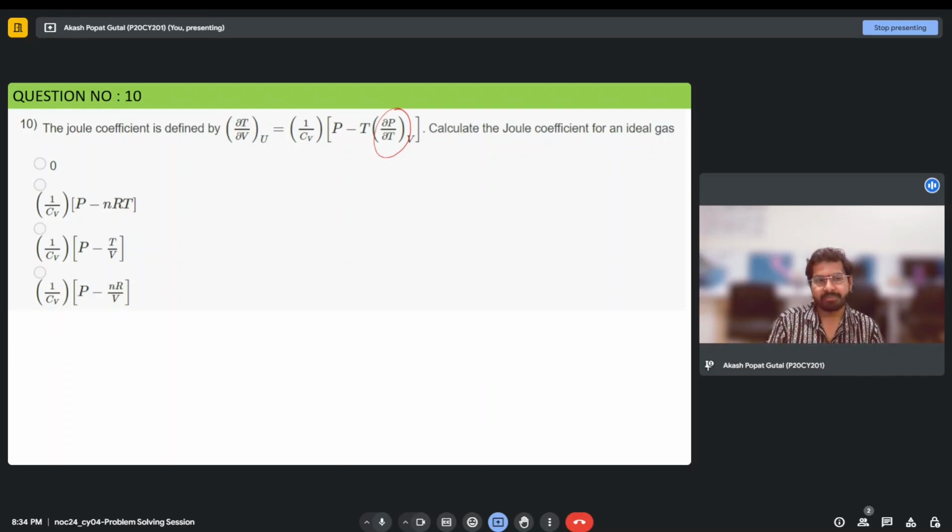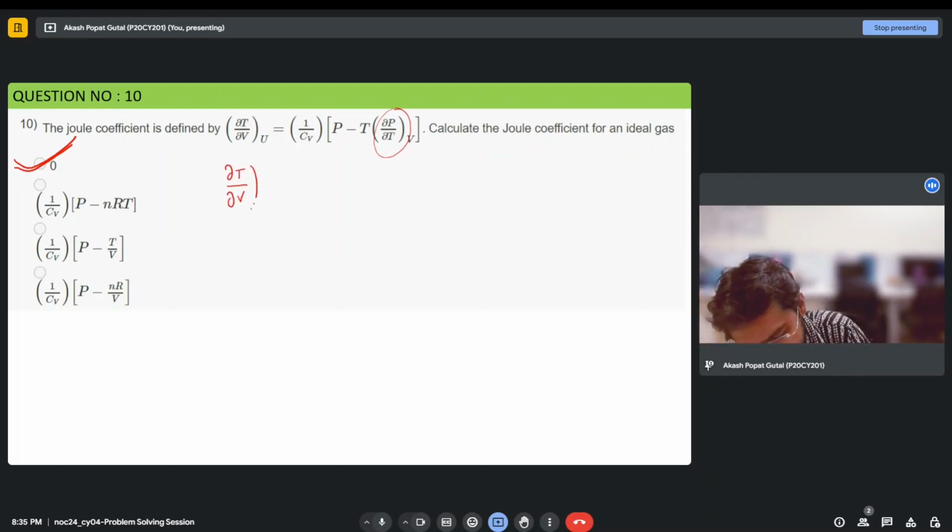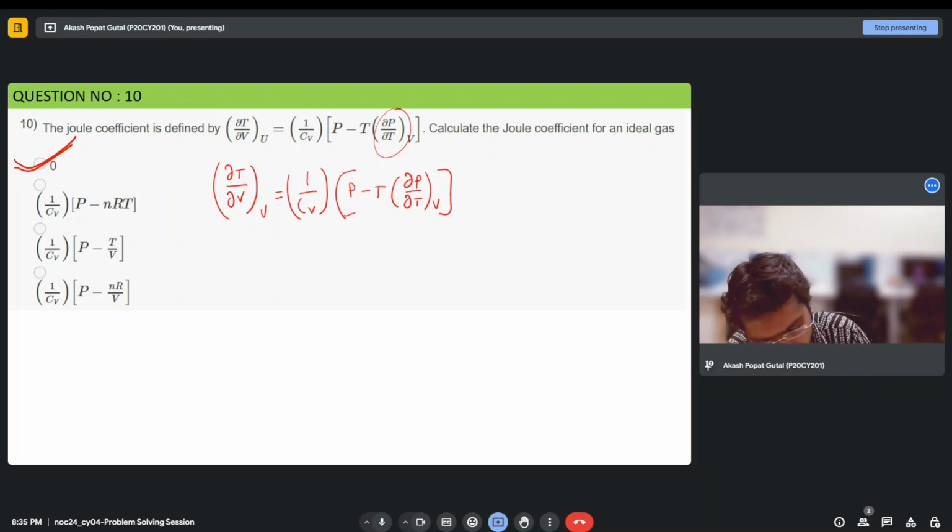Okay, we know from previous classes that the Joule coefficient for an ideal gas is 0. We need to prove it by the given Joule coefficient equation. Let's say del T by del V at constant internal energy is 1 by CV into P minus T del P by del T at constant V. So let's just calculate this fraction, because the 1 by CV is just a constant and your answer will depend upon this fraction. So it's P minus T del P by del T at constant V.